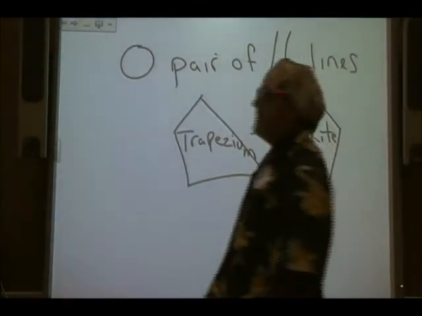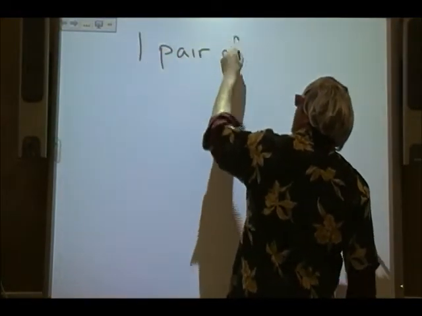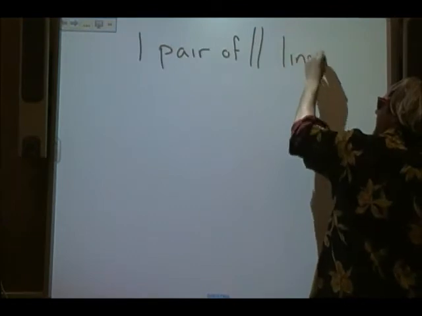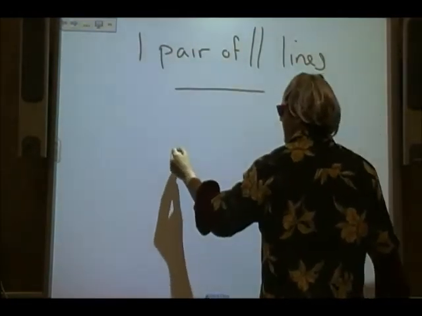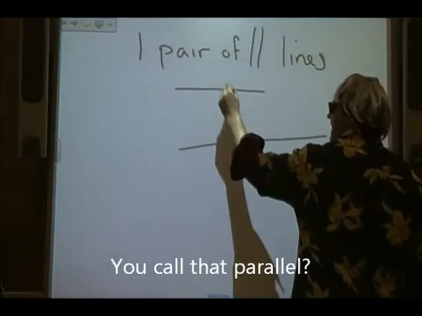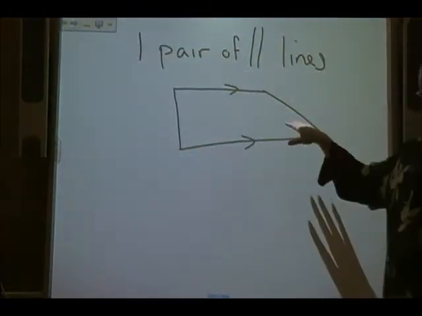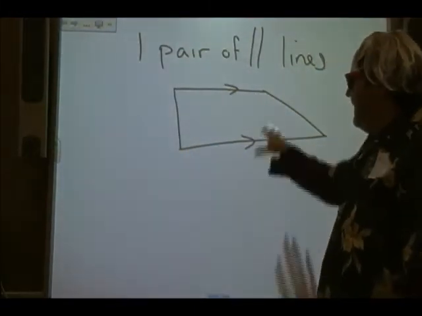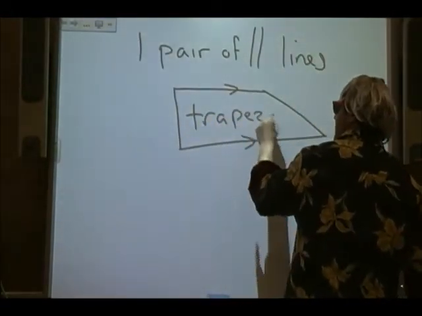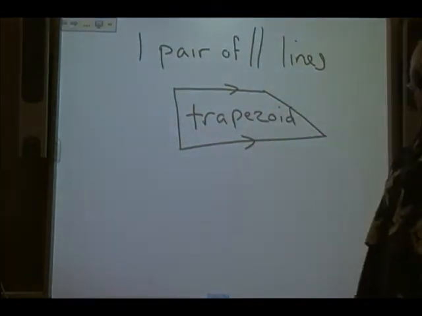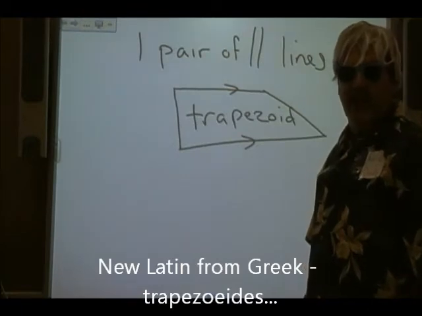Now let's do one pair. One pair of parallel lines. One pair will make these lines parallel. Connect this here. This one is one pair, and it also starts with a T. It's called a trapezoid. That is with only one pair of parallel lines.